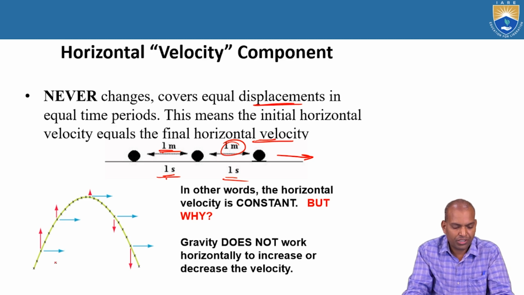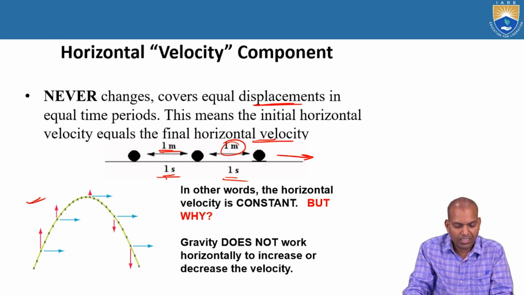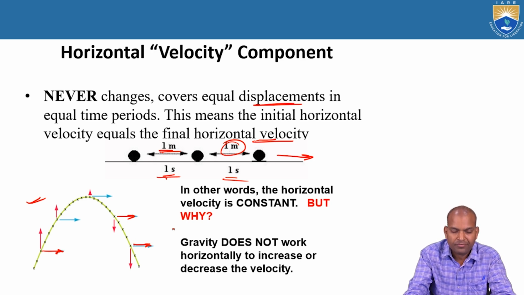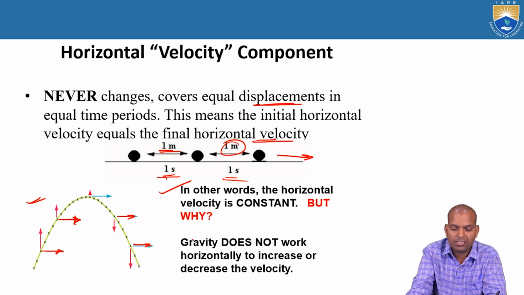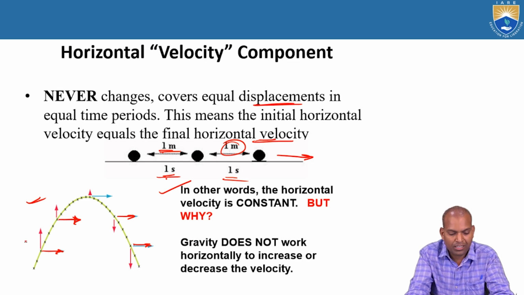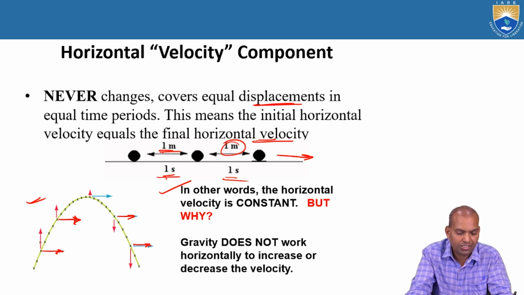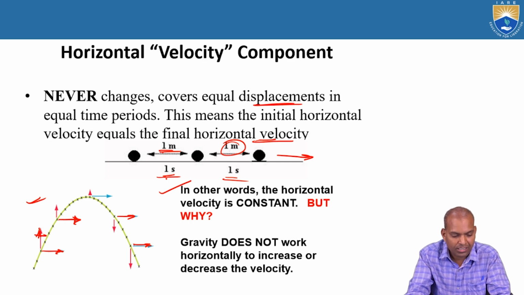Coming to the second figure, what we have seen in this figure is that the horizontal velocity component is constant. But why is the horizontal component constant? The gravitational force doesn't act in the horizontal direction. That's why it doesn't change. The horizontal velocity is constant. Whereas in the case of the vertical component, gravity acts to decrease the velocity, so the vertical component is going to change.